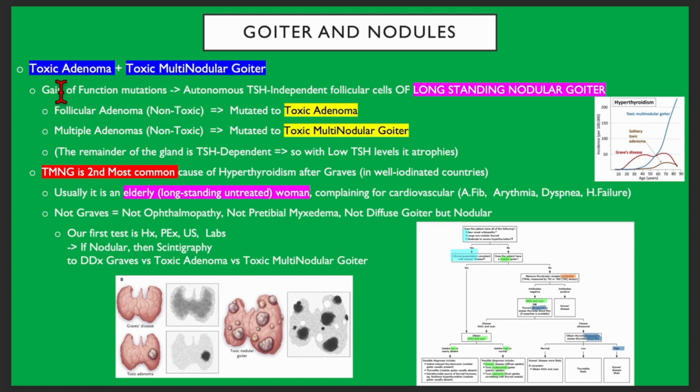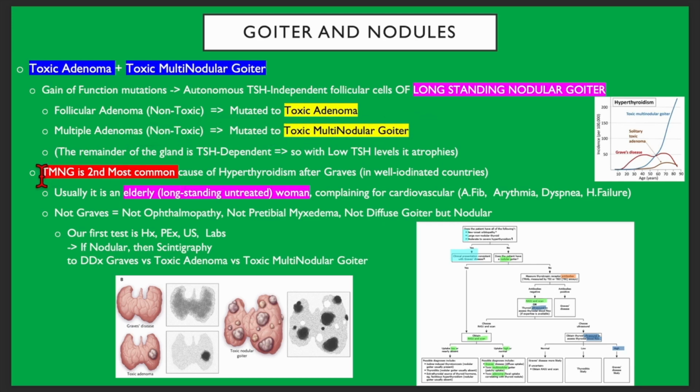These are basically nodules or follicles that were long-standing. They remained there untreated for a long time, and now they gained a mutation, and now they became TSH independent. We call them toxic. Toxic means TSH independent. We don't listen to TSH anymore. We just produce our own thyroid hormone. So a follicular adenoma, which was non-toxic, then mutated and it became toxic adenoma. Or multiple adenomas that were non-toxic, they mutated and they became toxic multinodular goiter.